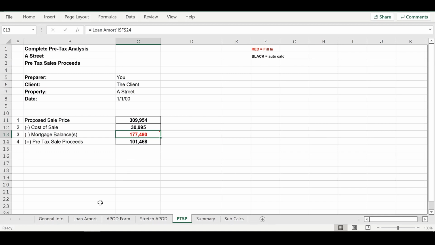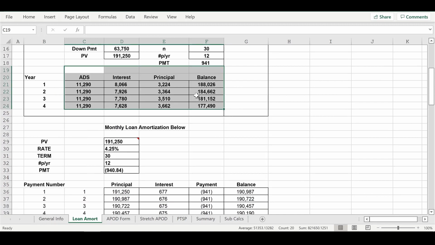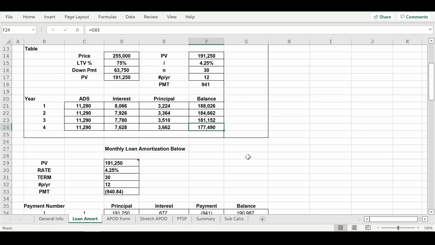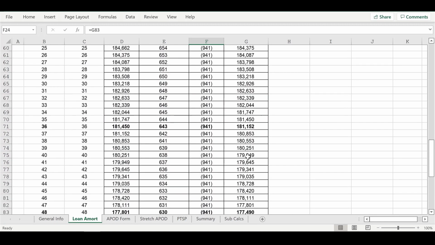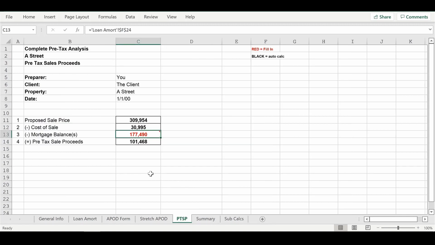Okay. So in this one, if we go to the loan, we can go to this cell right here to grab the mortgage balance, or we can go to this cell here in the full amortization, or we can just write it in there, 177,490. But the point is, you have to go to the last year that you're going to sell the property and put the mortgage balance in there or the specific payment.